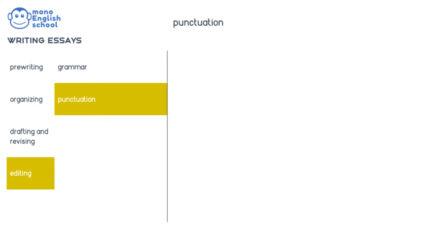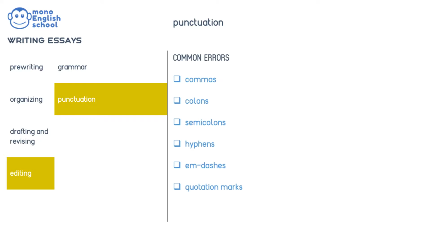The second concern of the editing stage is punctuation. Again, punctuation is a vast area with many conventions, so we will focus on the most common errors. Those are commas, colons, semicolons, hyphens, em-dashes, and quotation marks. We will now discuss each in turn.